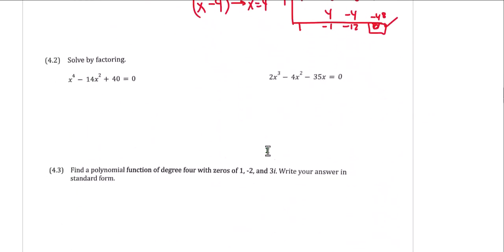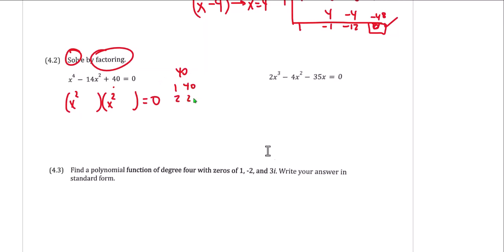Next, 4.2, solve. Solve by factoring. We need to solve by factoring. So in this first example, let's just go ahead and do this with the good old trial and error method. We know that we need an x to the 4th. These first two terms have to be x squared and x squared. This 40, I'm going to write my factors: 1 and 40, 2 and 20, 4 and 10. It looks like that 4 and 10 is going to be the pair that gives us that -14. Both of those are going to have to be negative to give us the positive 40 and the -14. So it's going to be x squared minus 4, x squared minus 10.